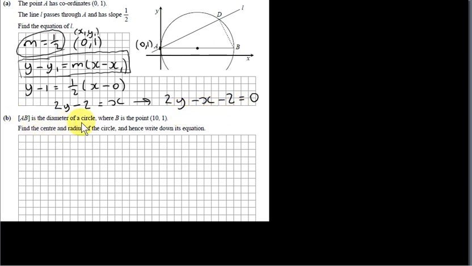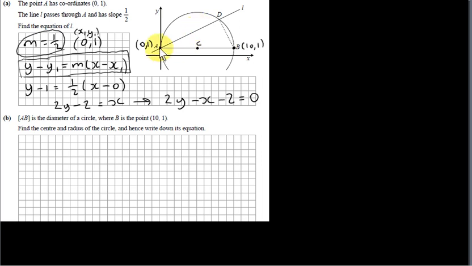AB is the diameter of a circle, where B is the point 10, 1. We want to find the center and radius of the circle, and hence write down its equation. So AB is a diameter line. That means that the midpoint of the line segment AB must be the center of the circle. I'll call this center C.